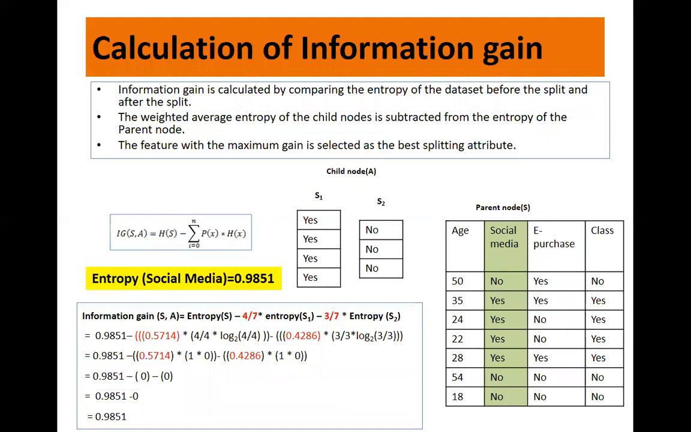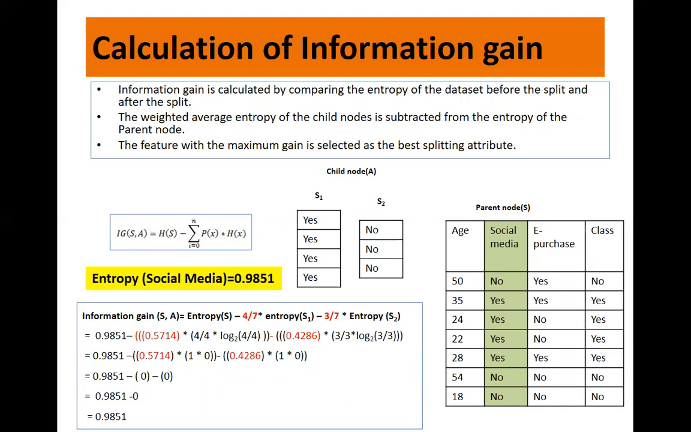Okay. Now information gain is calculated by comparing the entropy of the data set before the split and after the split. So what we do, we subtract the weighted average entropy of the child nodes from the entropy of the parent node. Now, so this is the formula.